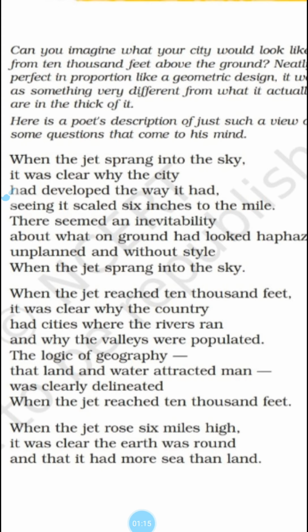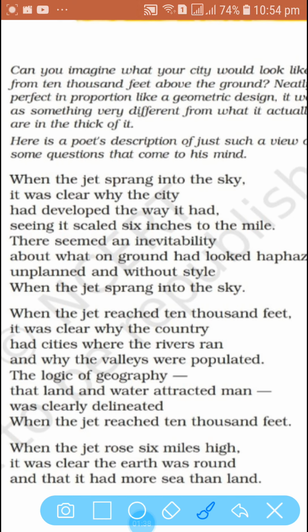Let me read the poem stanza wise. The first stanza. When the jet sprang into the sky, it was clear why the city had developed the way it had, seeing it scaled 6 inches to the mile. These are the first 4 lines of the first stanza, and you can see not a single line is rhyming. Like the first, the second, the third, the fourth, no rhyming tone. All the last words are different from each other. That means it is unrhymed.